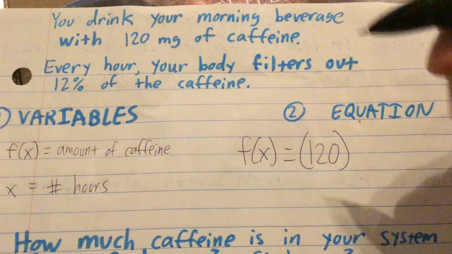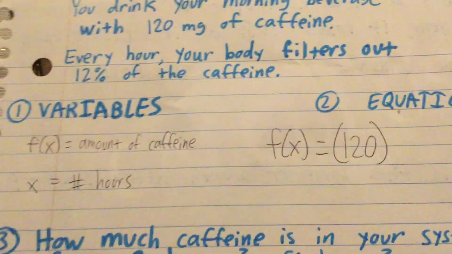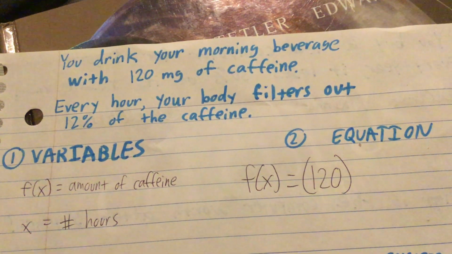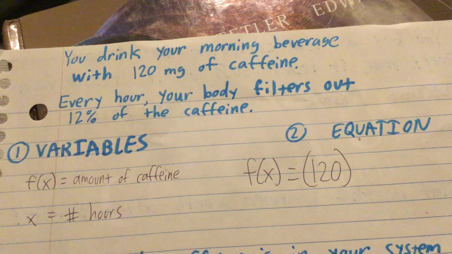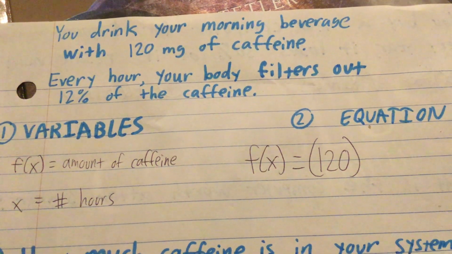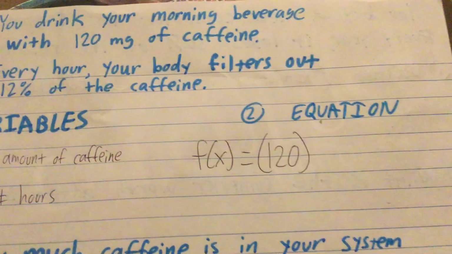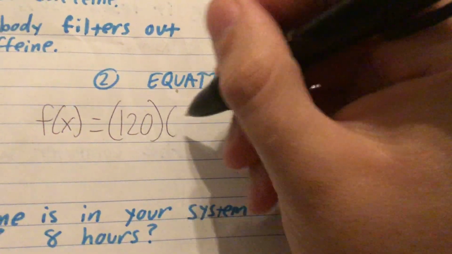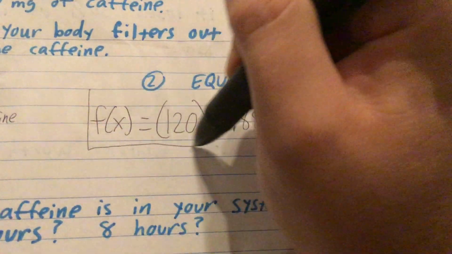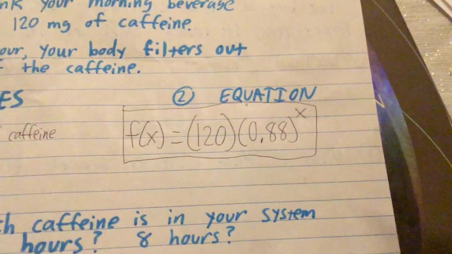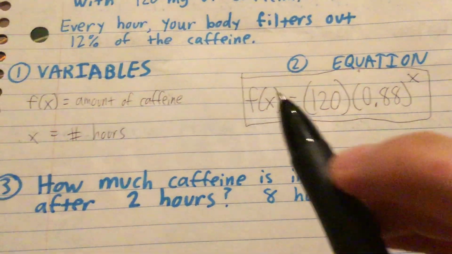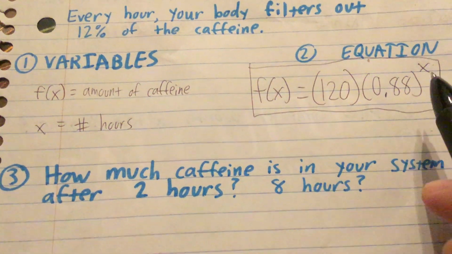Now, I'm going to lose 12% of the caffeine every hour. So think about this as a coupon. If it's 12% off, how much of the original as a percentage do you pay? How much remains? Well, 100% minus 12% is 88%. So 120 times 0.88 to the x power is going to be my equation that reflects this data. So the amount of caffeine depends on how many hours it's been. So f of x is equal to 120 times 0.88 to the x power.